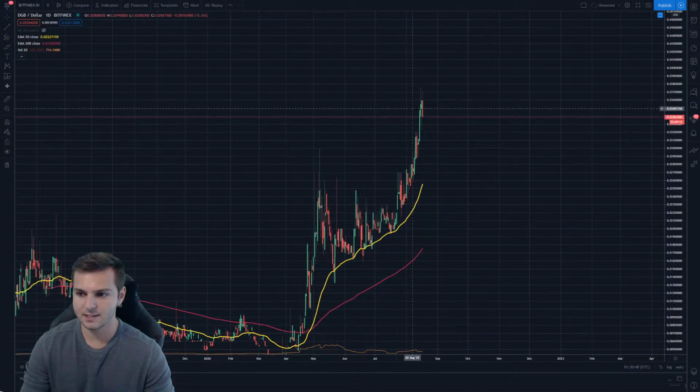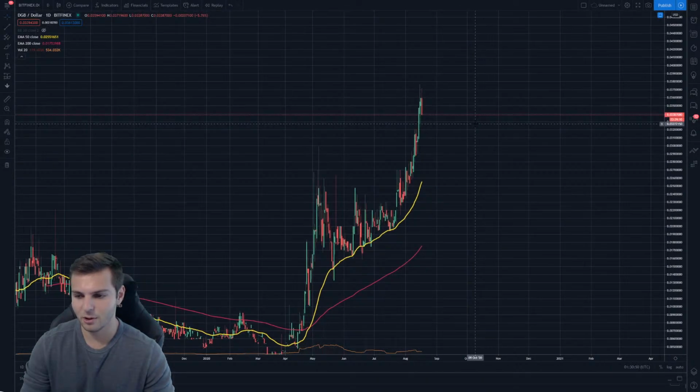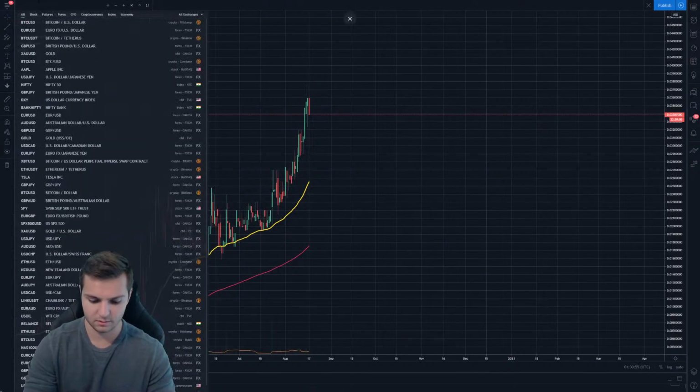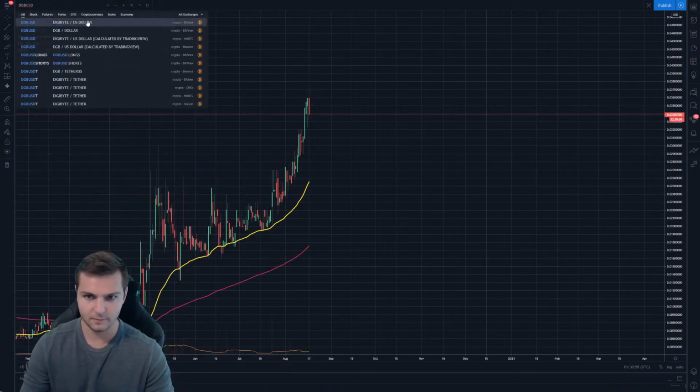I don't like this sell-off that it's having, although I guess it's done this before. It looks a little bit illiquid on here. Am I looking at the right thing? DGB? Did you buy it?